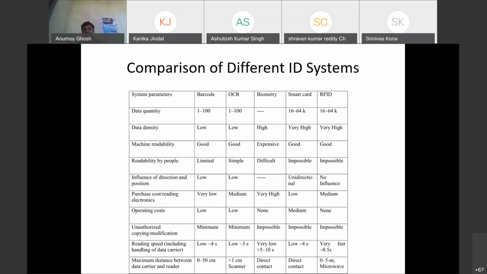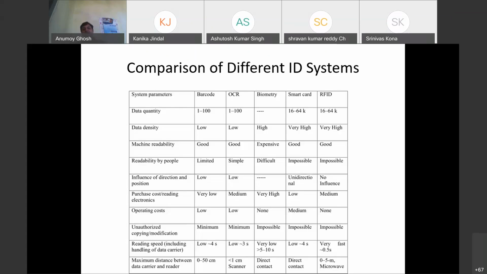Then the operating costs are none. Once you set up the RFID system, there is no other operating cost. One more important thing is reading speed. The reading speed of barcode, OMR, biometry, and smart card is low, but the reading speed of RFID is very high, because RFID works in the megahertz or gigahertz range. Since it works in a very high frequency range, its reading speed is very high. And another very important unique characteristic of RFID is the distance between the reader and the tag.